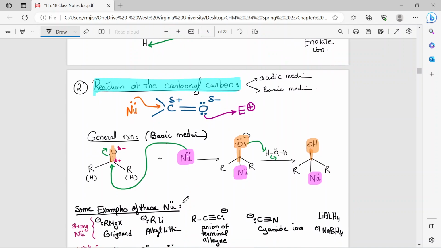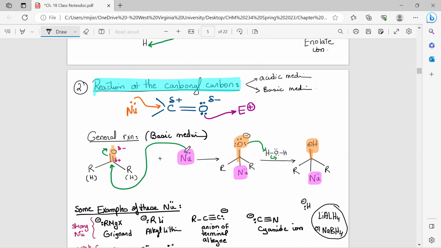There is a list of strong nucleophiles. Some of them you've already been introduced to. The Grignard, the alkyl lithium, the terminal alkyne, this is the acetylene, the cyanide in there, we're going to talk about these two, and the lithium aluminum hydride and the sodium borohydride. Both of these reagents release H-, and H- is considered to be a strong nucleophile. So these are examples of strong nucleophiles, and strong nucleophiles always go with basic medium because they are strong.